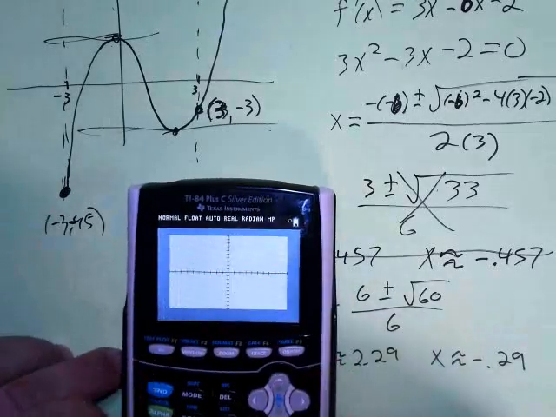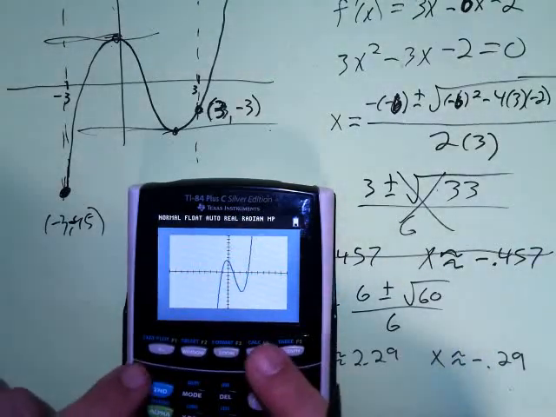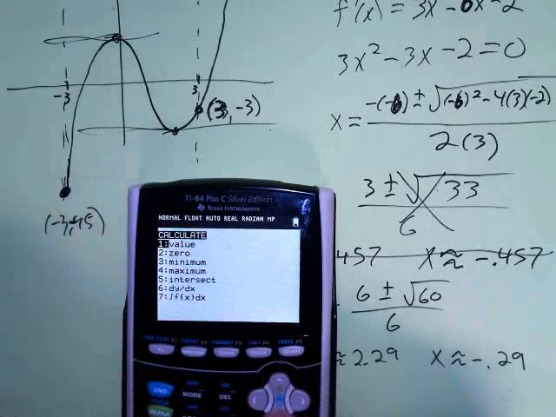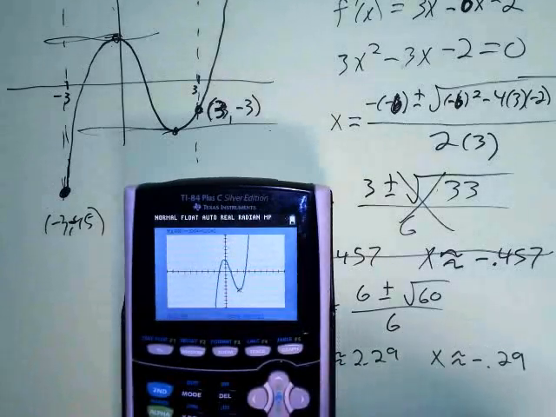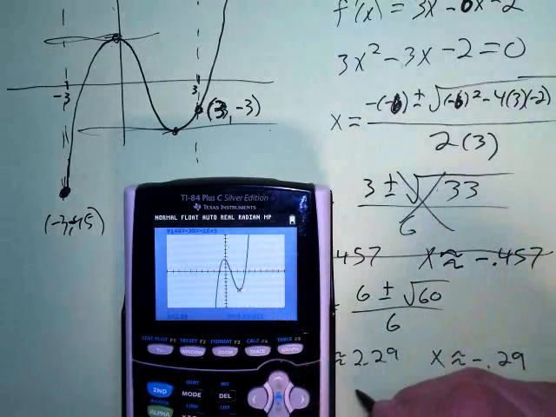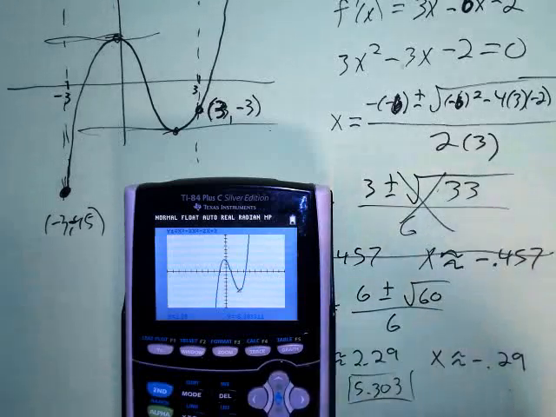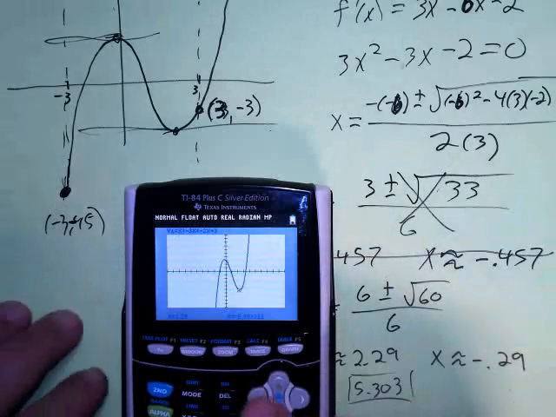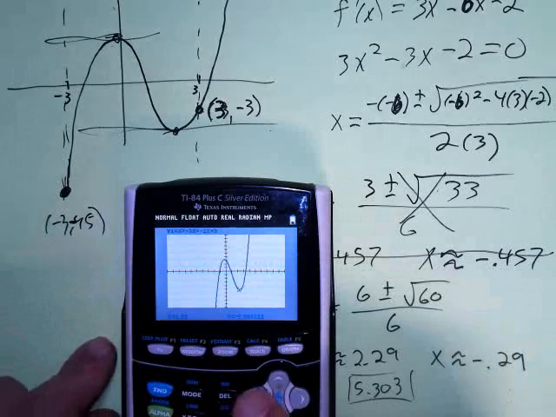Let me graph. And then let's put in my values here. Second, Calc. Put in the values. Now I'll put in 2.29. And I see that is the minimum value. And the minimum value there is like 5.303 or so. And that's the local minimum, by the way. The global minimum is at negative 3 at the end point.